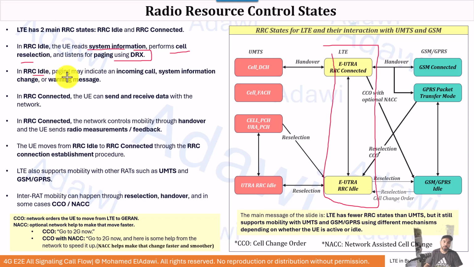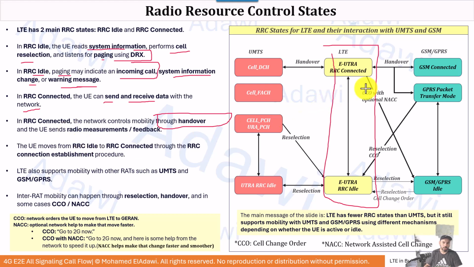Also in RRC idle, if you have a paging, this paging can be used for three things: either to indicate there is an incoming call, or there is a system information change, or there is a warning message. While in the RRC connected state, as we also explained in the previous slide, the user can now send and receive data with the network. And also during the mobility control, the user can now do mobility through handover. Usually the user will do a measurement in the connected mode and send a measurement report to the eNodeB, and the eNodeB, based on the measurement report, will decide what the target cell is and will start doing the handover.